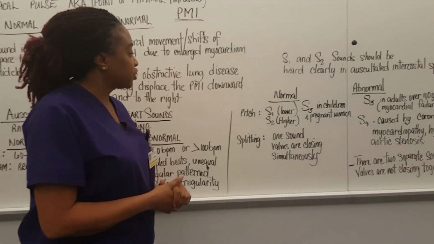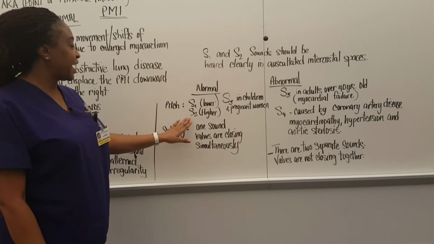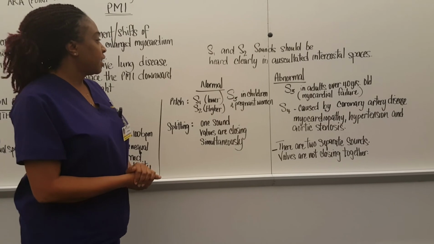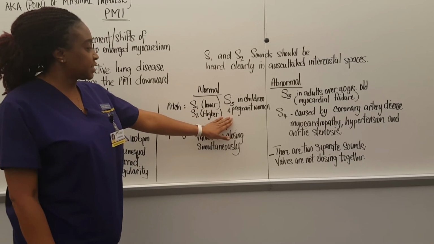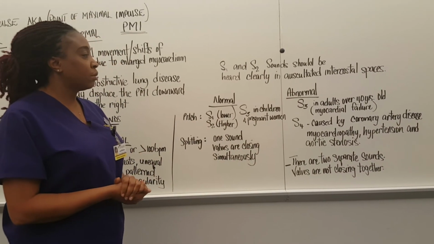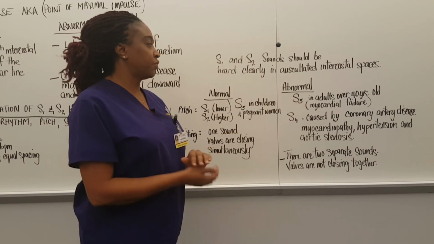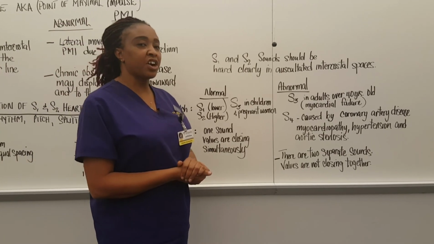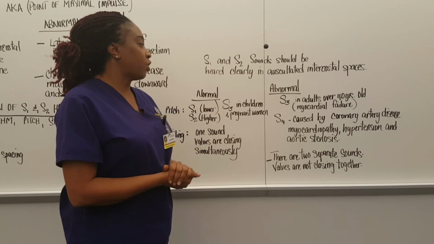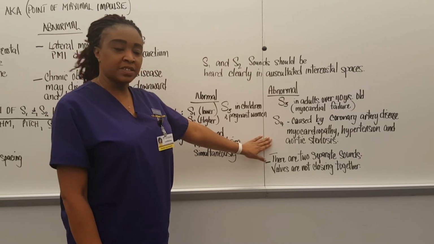When looking at pitch, a normal finding would be that the S1 sound is lower pitched and the S2 sound is higher pitched. Also, a normal finding would be that an S3 heart sound is found in children and in pregnant women. An abnormal finding would be that there's an S3 sound in adults over 40 years old. That usually indicates that there's myocardial failure. And if there's an S4 sound, it's caused by coronary artery disease, myocardiopathy, hypertension, and aortic stenosis.